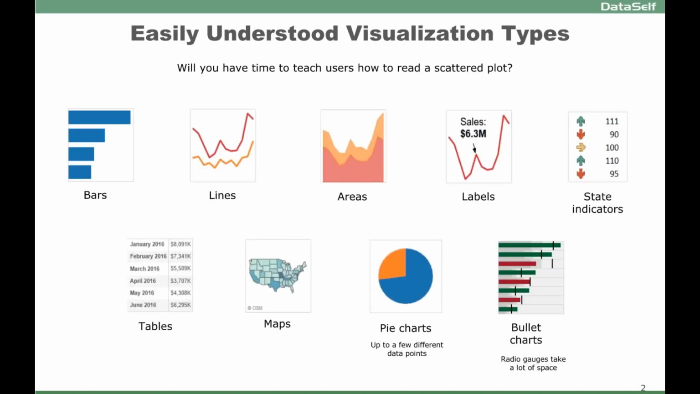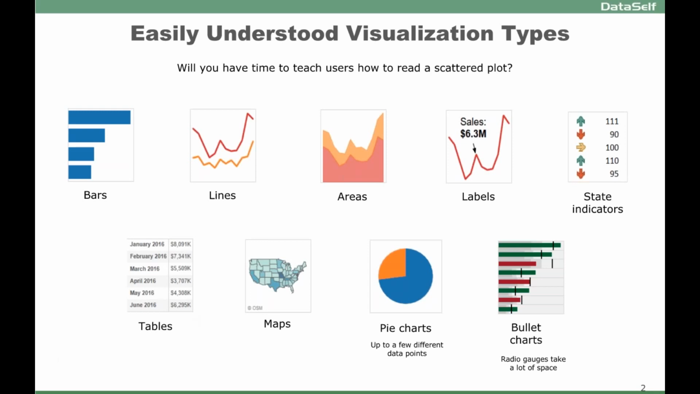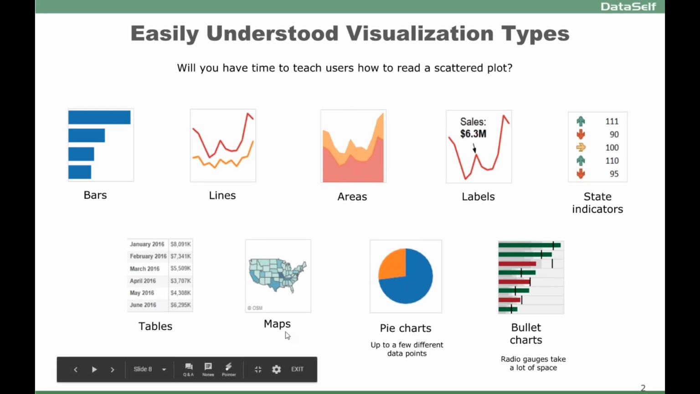These, in our experience, and also looking at many other people that are experts in the field, are some of the most popular data visualizations that are really easy to understand. Most people, when they look at these, will have a good understanding of what it means. Bars, lines, areas, with labels put properly, state indicators up, down, tables. Some people are really against putting tables on reports and dashboards. Sometimes I would tell them, absolutely you have to, because sometimes it's the right thing to include. Maps, very popular for graphical representation.